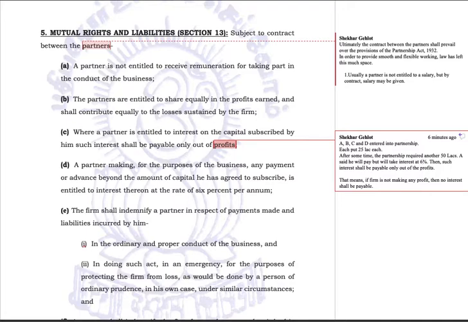If partners agree to pay a higher return or higher rate of interest, no one can deny it. Court can never enter into it. And the usual rule is that the same shall be paid only out of the profits. The firm shall indemnify a partner in respect of payments made and liabilities incurred by him in the ordinary and proper conduct of business. Okay.